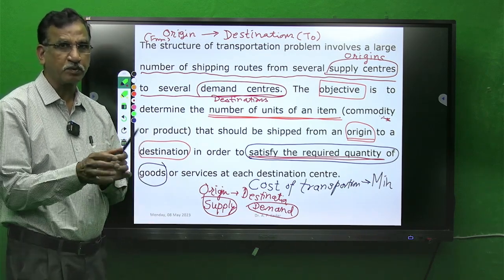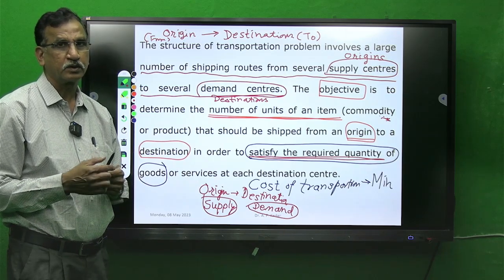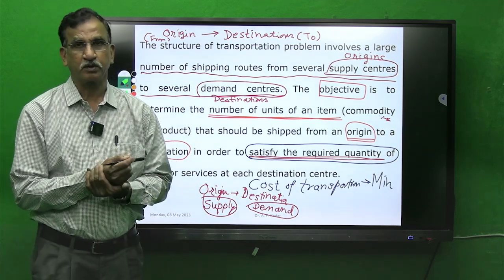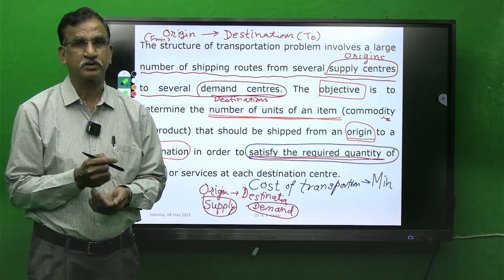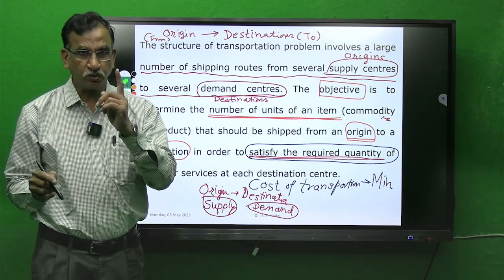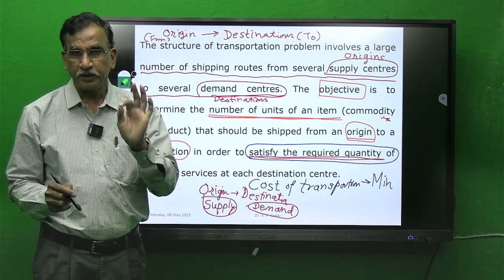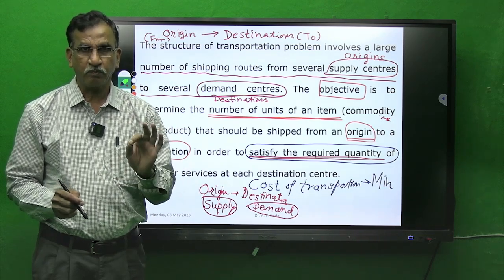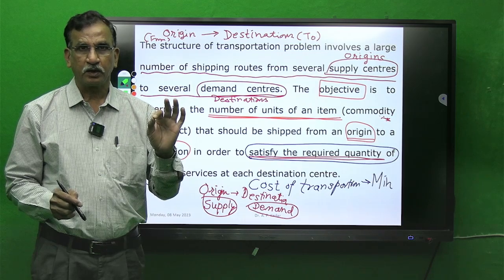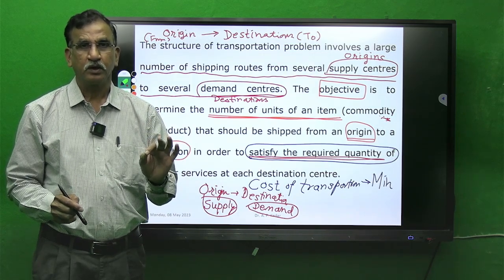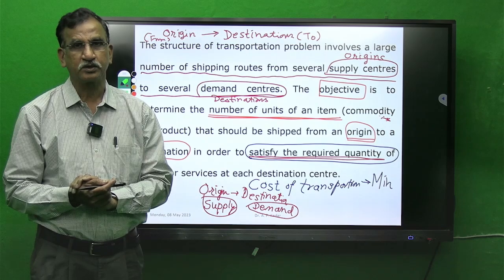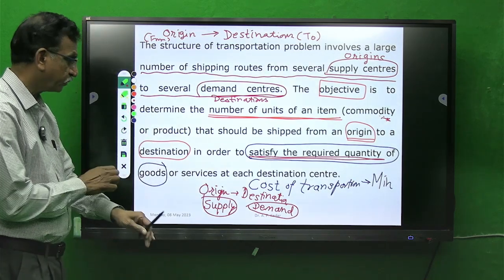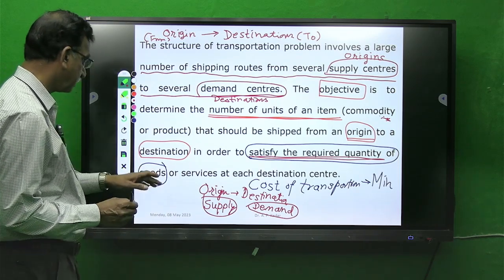So supply centers will supply commodities and demand centers will get those commodities as per their wish, as per their order. But as an OR consultant, as an OR specialist, your task will be to minimize the cost of transportation from the related origin supply center to the related destination or demand center. I think this is clear. If the concept is clear, we'll go ahead.